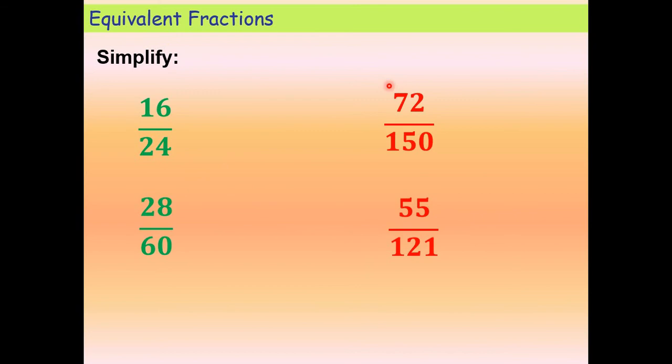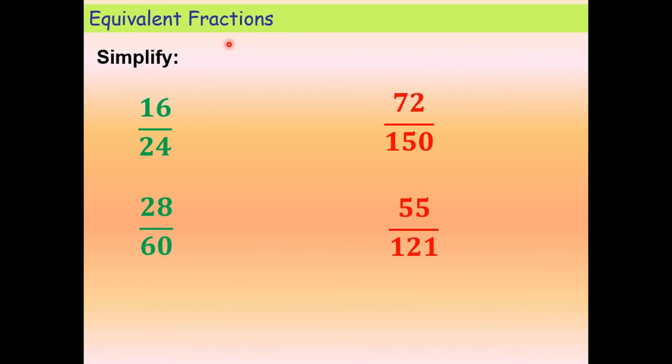So again, let's pause the video and see if you can simplify these fractions. What you want to do is have a look to see which times tables these numbers fit into. Which times table do both 16 and 24 appear in? Have a think about that, then you can divide them. See if you can make the smallest equivalent fraction. Pause the video now and then we'll look at some answers.